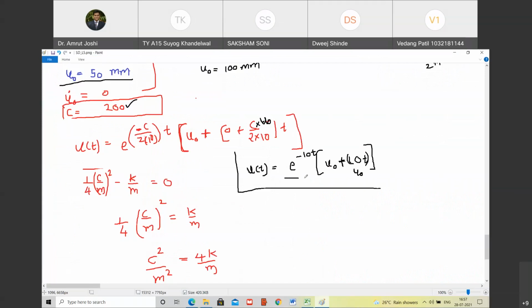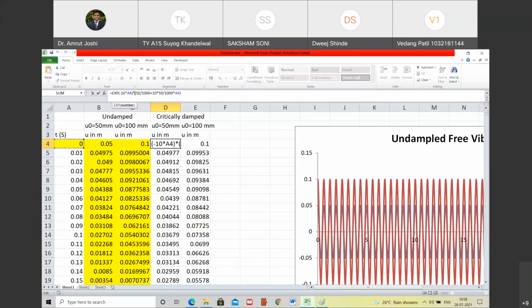जरा देखो यहाँ पे exponential minus 10t. Happy? Yes. What is the second part of the solution? This multiplied by U0. But what is the value of U0? Tell me. In first case, it is 50 by 1000. In second case, it is 100 by 1000. Do you agree with me? Yes. So now have a look at this formula. So this multiplied by 50 by 1000 is U0. Agreed?